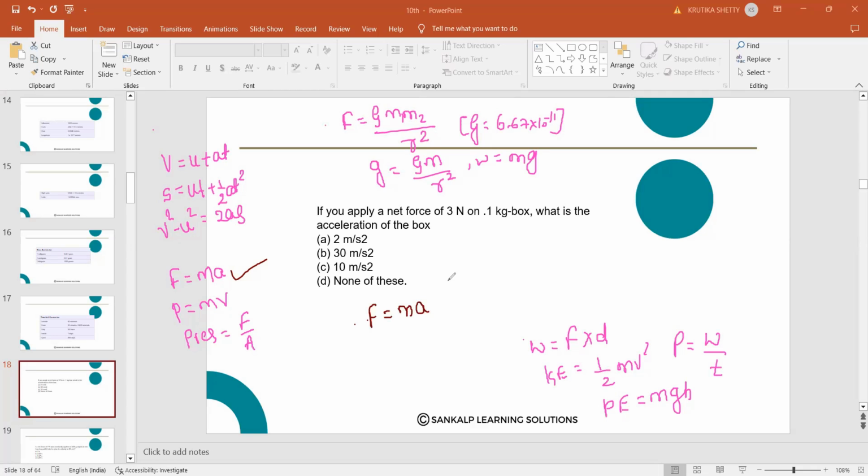Then they are asking you the acceleration. But the formula is what? F is equal to ma is given. When we need acceleration, I'll convert it in terms of acceleration. That is acceleration is equal to force divided by mass. Here the multiplication on this side goes to the denominator on the other side, okay?